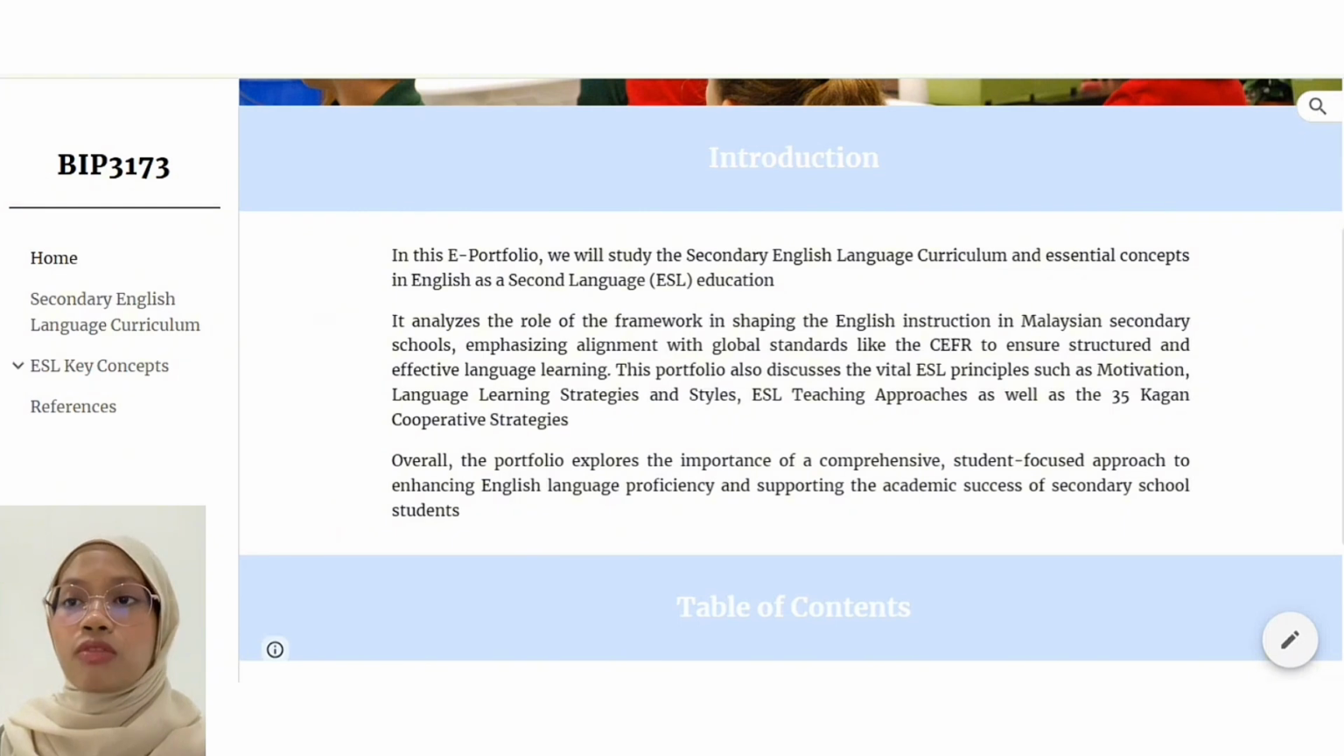We will analyze the role of the framework in shaping the English instructions in Malaysia's secondary schools, emphasizing alignment with global standards like the CEFR to ensure structured and effective language learning. In this program, we will also discuss the vital ESL key concepts such as motivation, language learning strategies and styles, as well as ESL teaching approaches and 35 Kagan cooperative strategies.